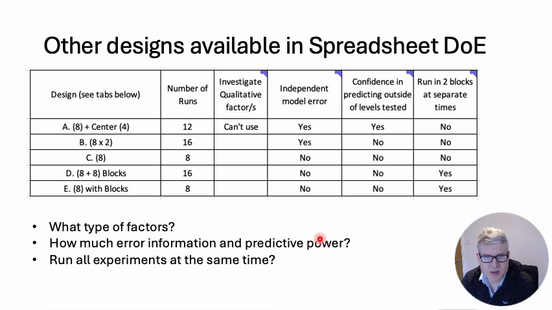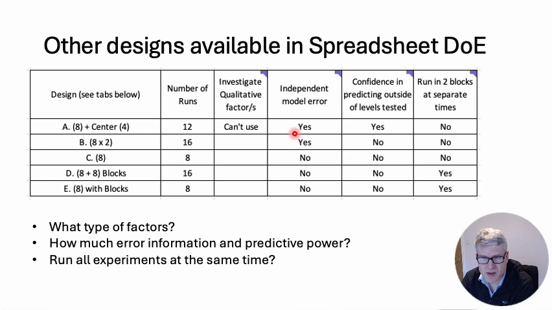So these are all the designs. We've talked about the C tab most. We've just looked at the A tab, where you include those center points. And really, which design you choose within a spreadsheet will depend on the type of factors you have. If you have qualitative factors where they're not numerical or continuous, you can't really use the center point. This is the most powerful design to use, depending on how much error and predictive power you want.